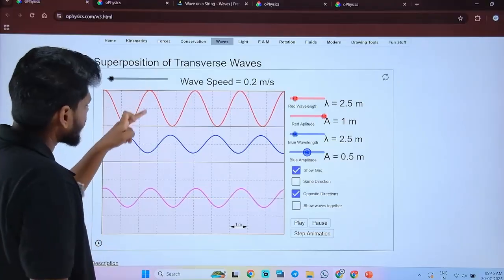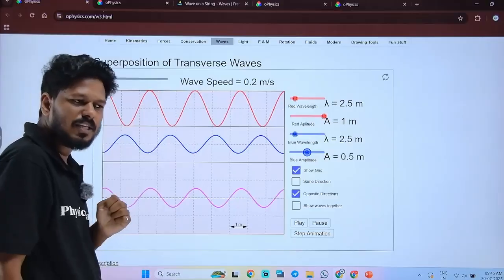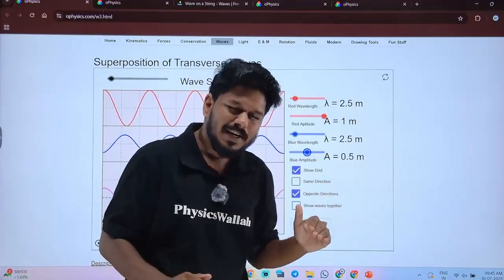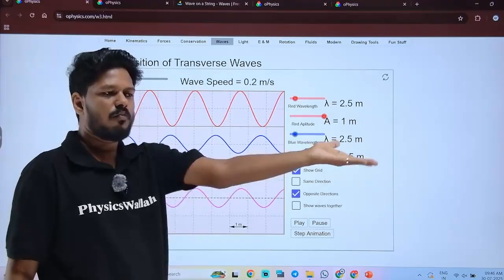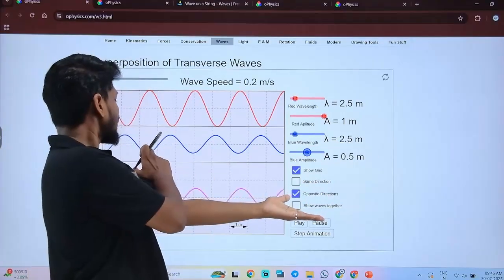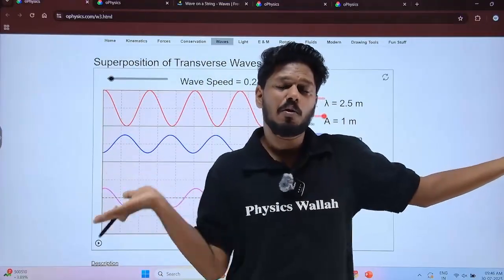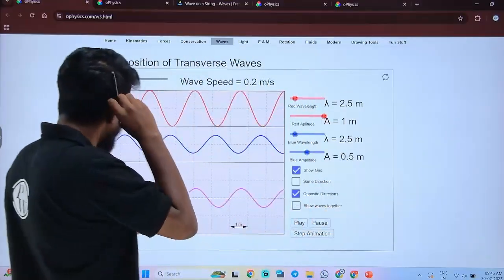Now see, one is having maxima, another is minima. Last time when one was having maxima and another minima, we got 0. It was completely dark, right? But here we are getting some amplitude. What does it mean? One has an amplitude of 1 meter in this direction, another has an amplitude of 0.5 in the opposite direction. So 1, 0.5. What will be the resultant? 0.5 in this direction. So therefore we are getting 0.5.